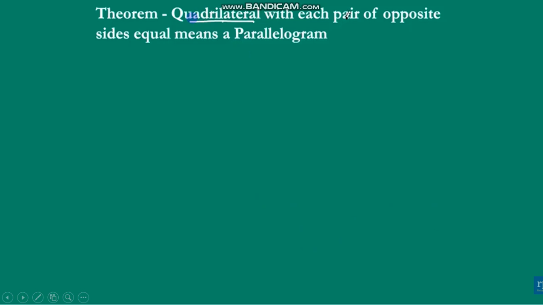So what it says: in a quadrilateral, we know that a quadrilateral is a polygon with four sides. In a quadrilateral, if each pair of opposite sides are equal, then we call it a parallelogram. Let's move on to the proof part.